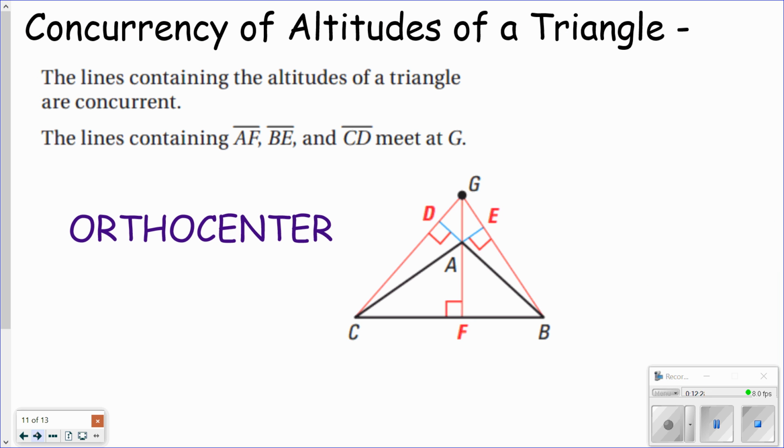Concurrency of the altitudes of a triangle. The lines containing the altitudes of a triangle are concurrent. The lines containing AF, BE, and CD all meet at point G. So point G, the concurrency of the altitudes, is called the orthocenter. This is something that you would want to write.